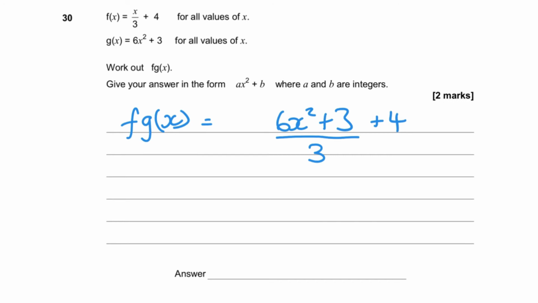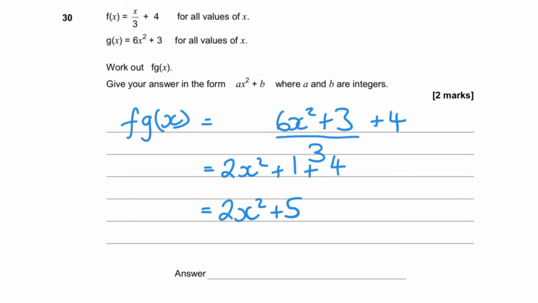So now we can go about simplifying it. 6x squared divided by 3 is 2x squared. 3 divided by 3 is 1. And then add 4 at the end. So it's 2x squared plus 5 that has actually happened to x when it's been through the g function and then the f function. So our a value is 2 and our b value is 5.